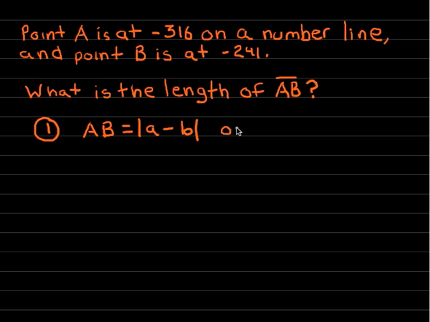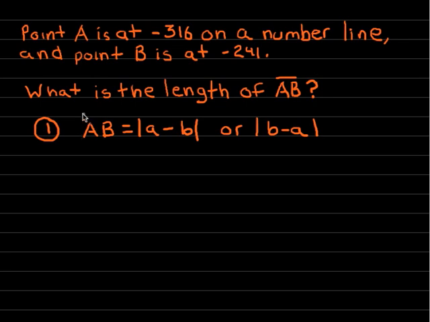Or, because absolute value is positive, I can also write it as this: the absolute value of B minus A. That's because B minus A is simply the opposite of A minus B. Taking the absolute value of either of them will yield the same result.